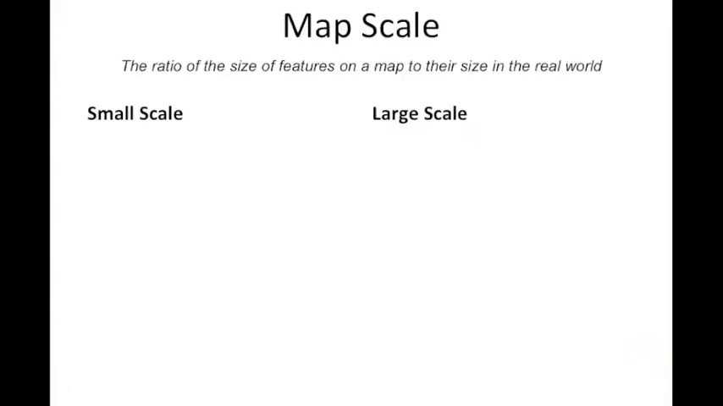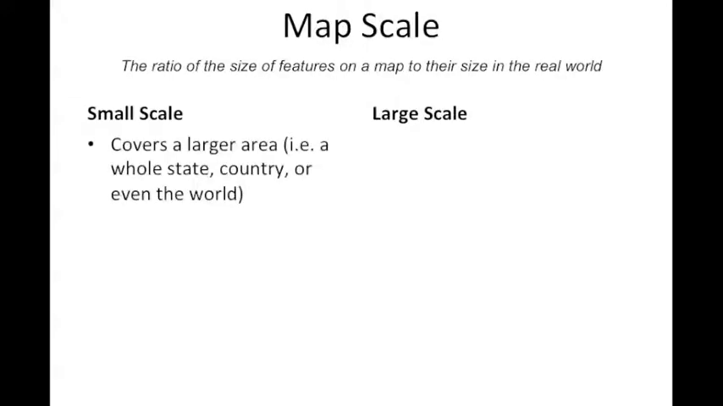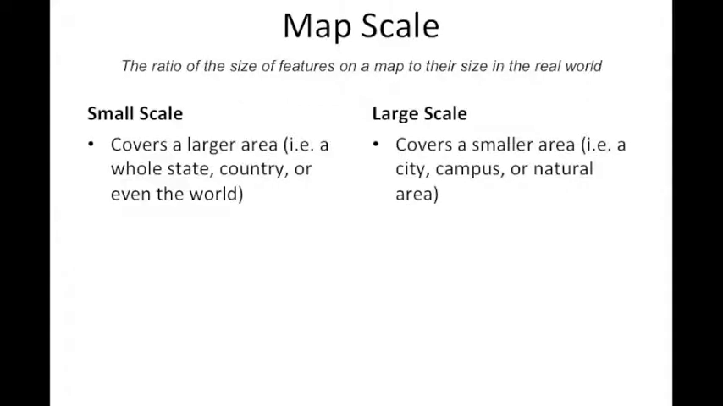Okay, so map scale. I think this is kind of hard to keep straight in your head because the terminology is kind of opposite sometimes, so I just wrote out a bunch of different ways to think about it. Again, we're just talking about the size of things on your map versus their size in the real world. So small scale covers a larger area. This would be like a world map or maybe a map of an entire country. Opposite for large scale, that would be like maybe if we were just mapping our campus or something.